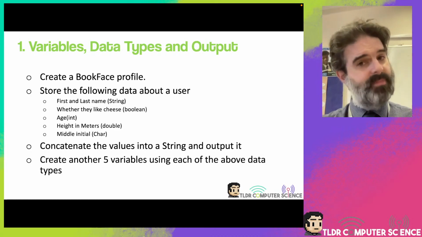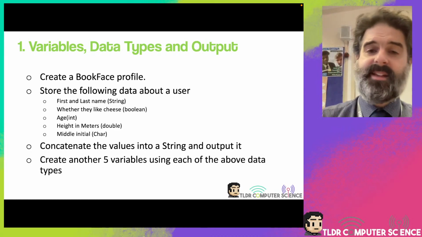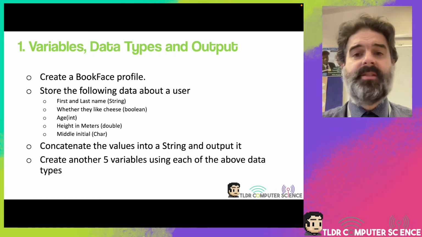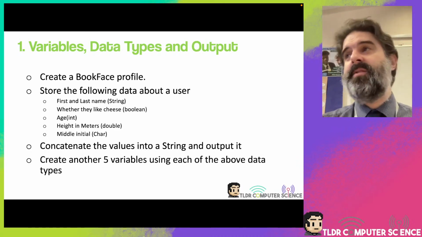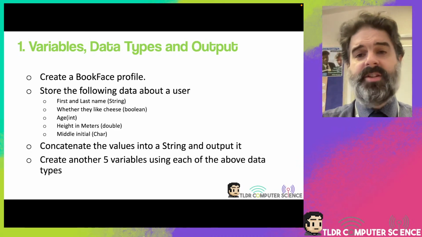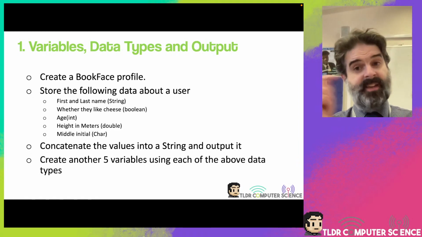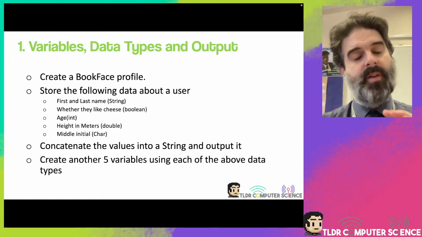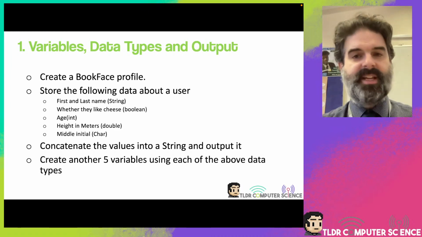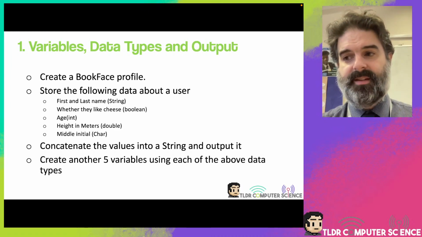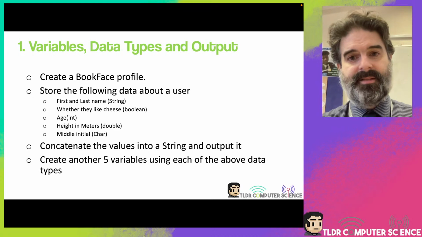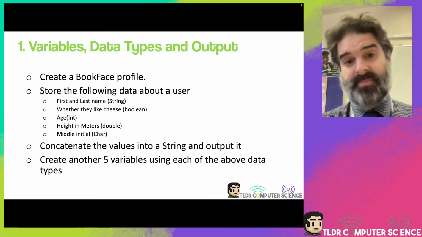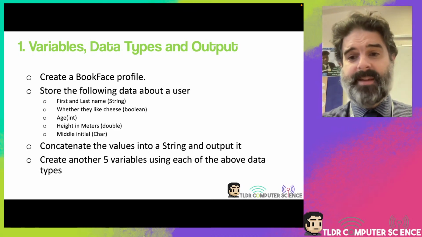Their age as an int. The height in meters as a double. And their middle initial. If you haven't got a middle initial, I guess you leave it blank. Then you need to concatenate those together, so that was sticking it onto a string, to have one message you're going to give. Then create another 5 variables of your own data type. It's your own decision to make, and then output that. Okay, I pause now because this is the thing you need to do. You're welcome to skip back, but this is the end of our first lesson.